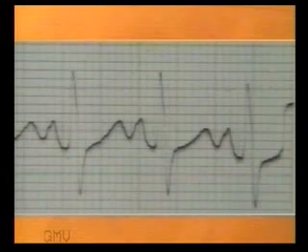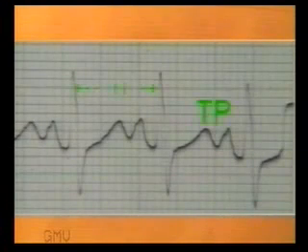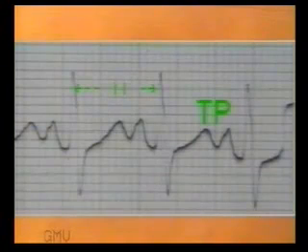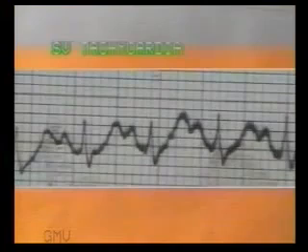Then calculate the rate. In this ECG, the RR interval is 11 millimeters. So the rate is 145 per minute. P waves are normal. So this is sinus tachycardia. If the rate is 100 to 150, it is termed sinus tachycardia. And if it is more than 160, it is supraventricular tachycardia.